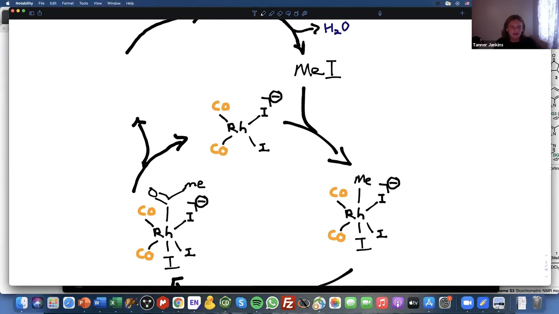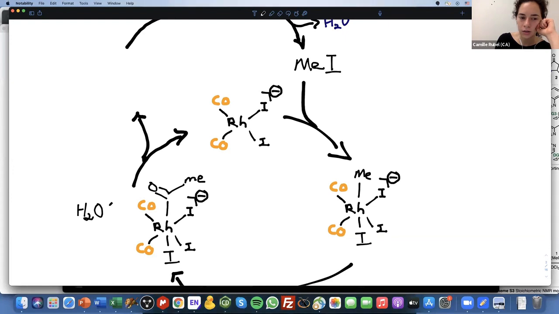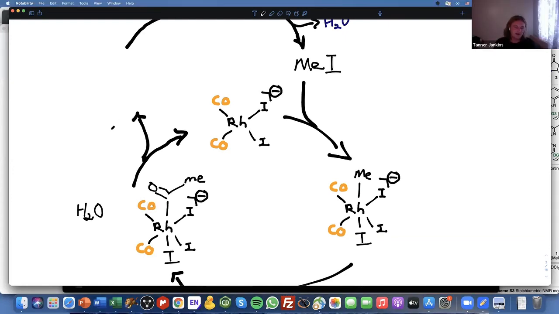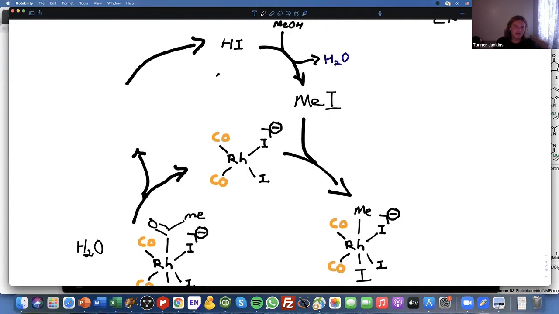This is okay, so this is one possibility. Camille suggests we add water. So how would water add to this rhodium complex here? I guess it would give you acetic acid. And then you'd get HI. And HI, perfect. And so this is one possibility. We can regenerate our HI here, as well as acetic acid.